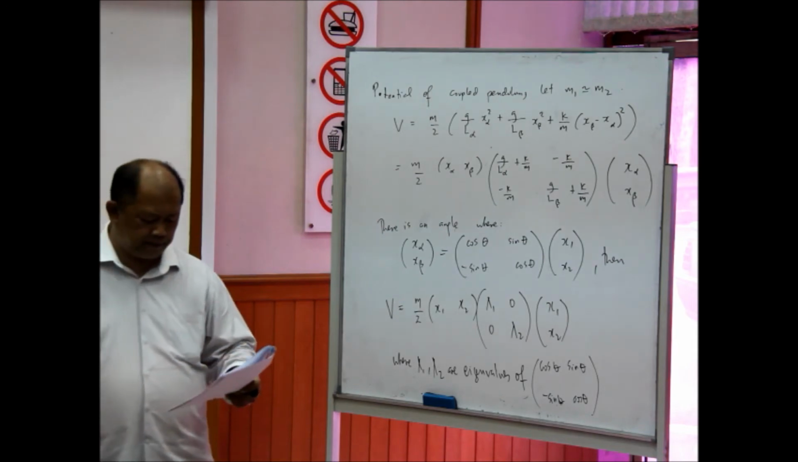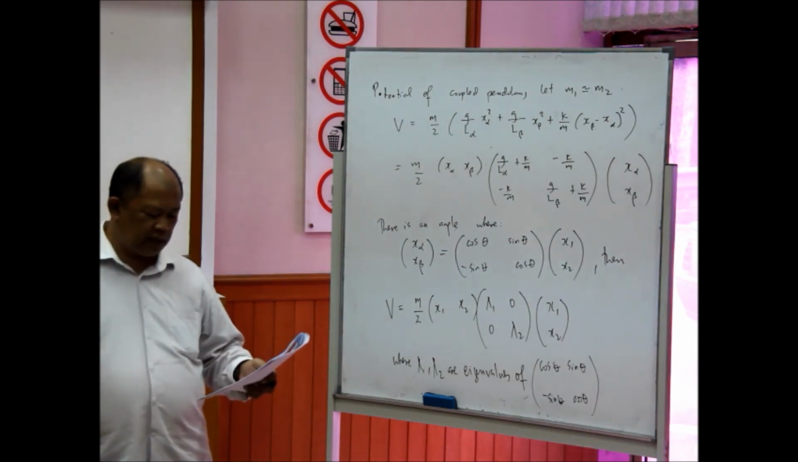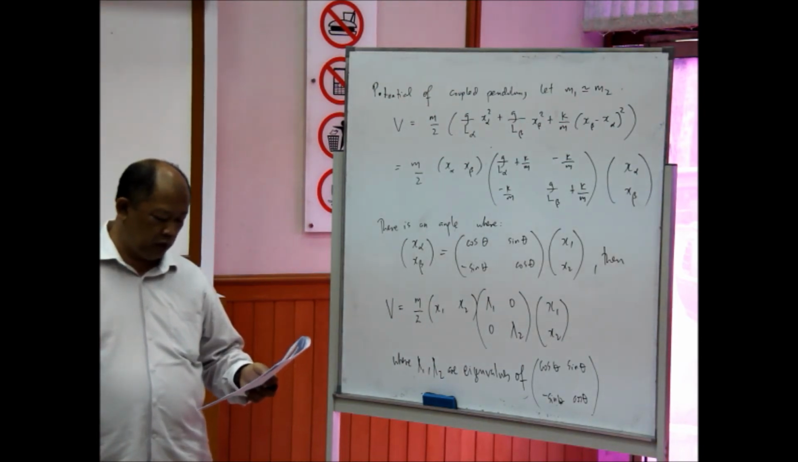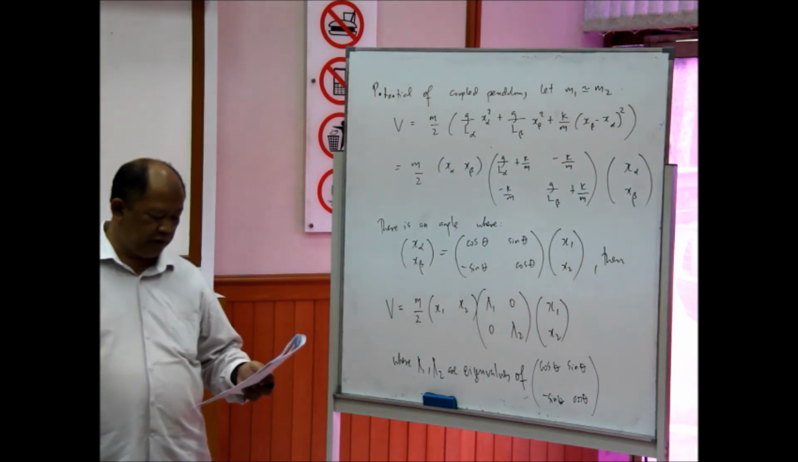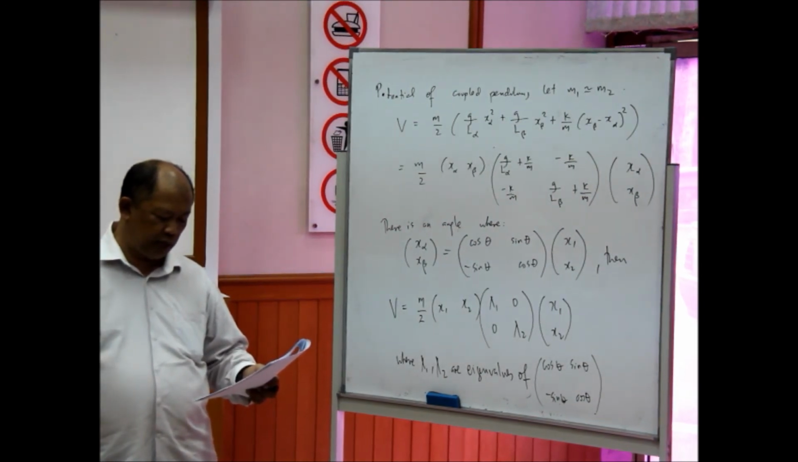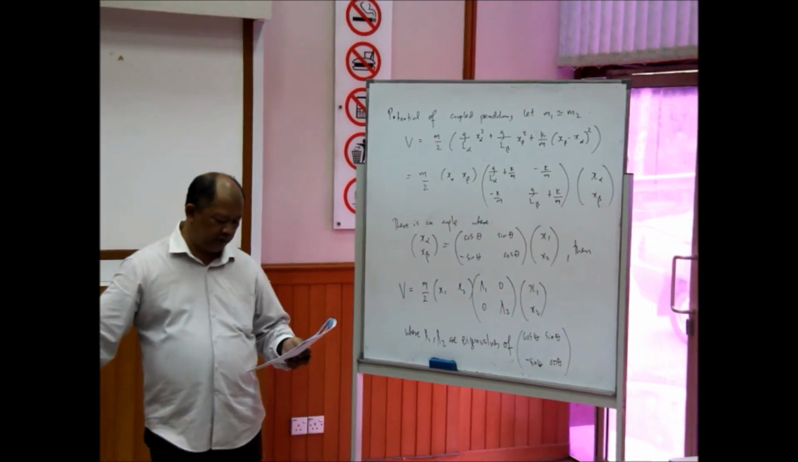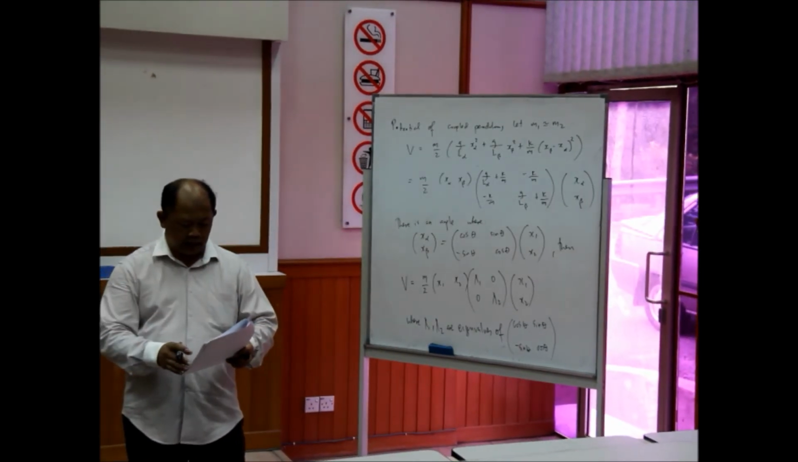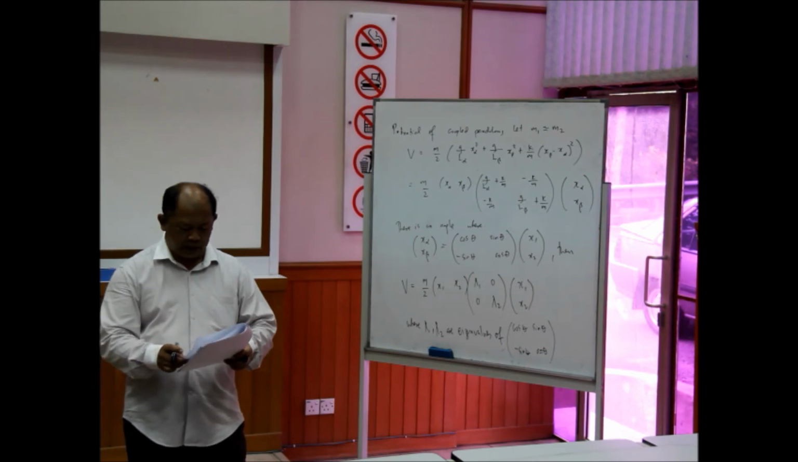So we will see that transforming from X alpha, X beta to X1, X2 describes normal modes with oscillation frequencies equal to root lambda 1 and root lambda 2. When the two pendulums are identical, in other words, L alpha equal to L beta, theta will be at 45 degrees. So this is analogous to the Cabibbo angle.